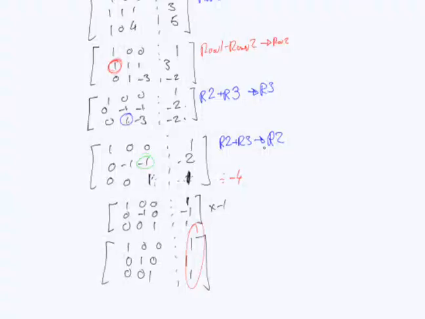First, I'll put this first, this second, and this third. Okay, so let's do that. 1, 0, 0, 1. 1, 1, 1, 3. 1, 0, 4, 5.